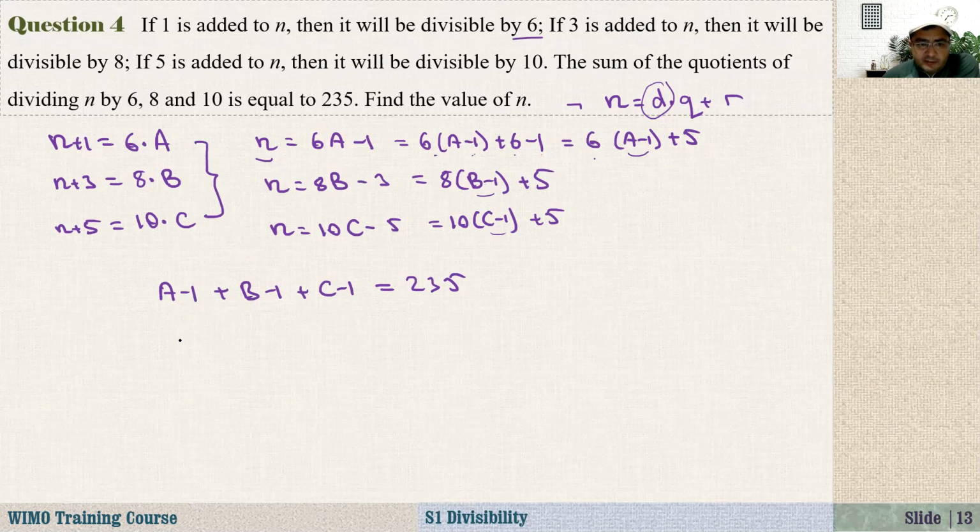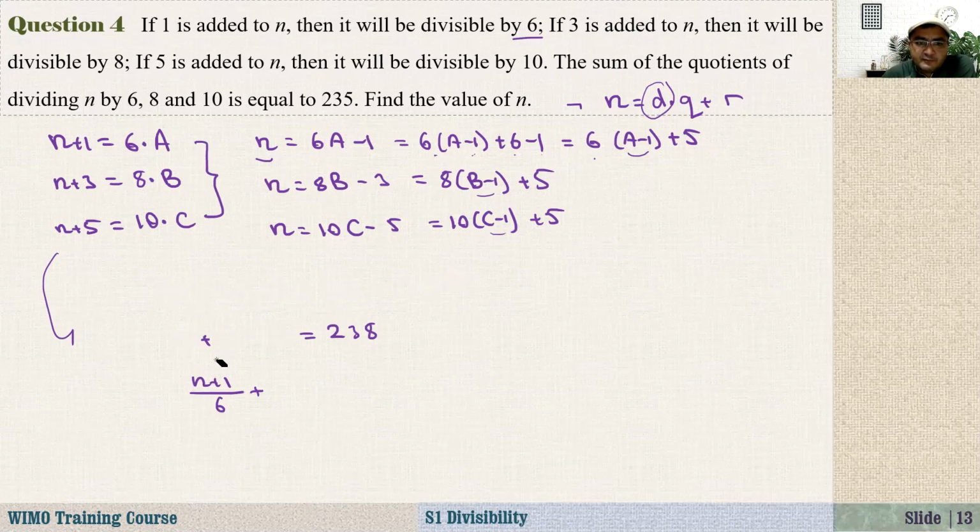From here, a plus b plus c is equal to 235 plus 3. Taking minus 1, minus 1, minus 1, minus 3 to the right-hand side, it is 238. Now from the first equation, what is a? A is n plus 1 over 6. And from the second one, no, actually, I think I should use the first one. It's much better.